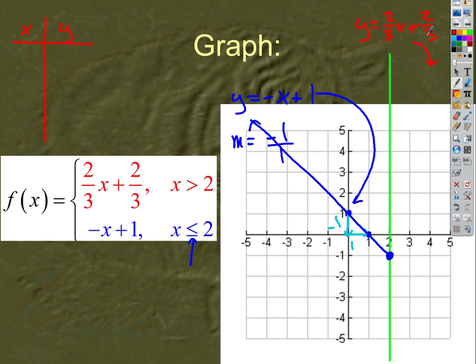This is kind of a tricky one. No matter what I'm getting for this answer, I'm going to be adding 2/3 to it. Well, why not? Let's just try 2, because 2 is the breaking point anyway, right? So if I plug 2 in, what happens? If I plug 2 in for x, I get 2/3 times 2, which is what? What's 2 times 2/3?